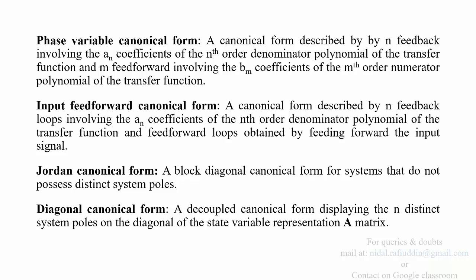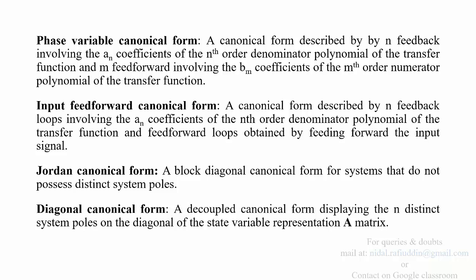So first is phase variable canonical form. It is a canonical form described by n feedback loops involving the an coefficients of the nth order denominator polynomial of the transfer function, and m feed forward loops involving the bm coefficients of the mth order numerator of the transfer function. The example had already been done, where we studied conversion of a transfer function into a state model, which had a polynomial in the numerator as well. That type of form is called phase variable form.